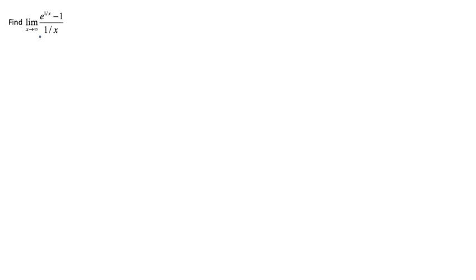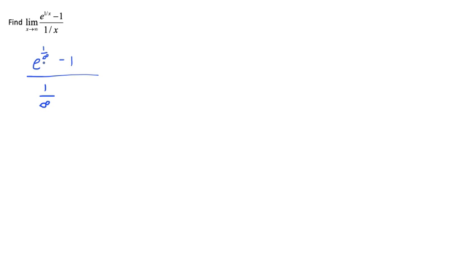Find the limit as x approaches infinity of (e to the 1 over x power minus 1) all over 1 over x. All right, so first thing we usually do is just plug in this number, right? So as x approaches infinity, let's see what we get when we plug it in. We get e to the 1 over infinity minus 1 all over 1 over infinity.